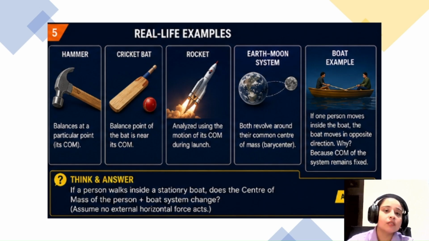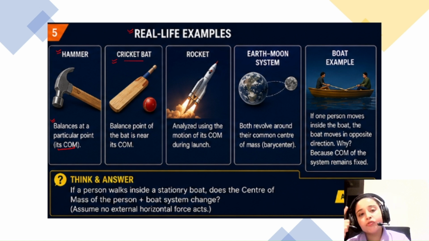Let me give you some other real life examples that you see. One example is a hammer. Again, if you see this, it balances about a particular point, right? And what is that point? That point is near the center of mass, or you can say that it is the center of mass. Another example is a cricket bat. When you balance the cricket bat on your finger, it balances about a particular point, and that special point is nothing but your center of mass. That means the whole mass of the bat is supposed to be concentrated at a particular point.